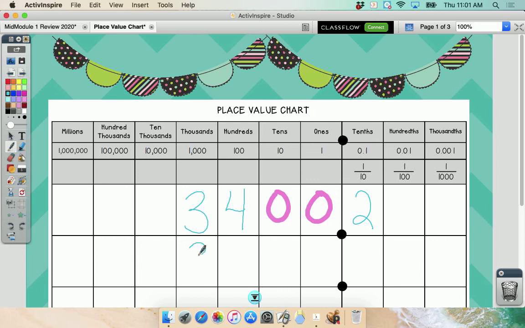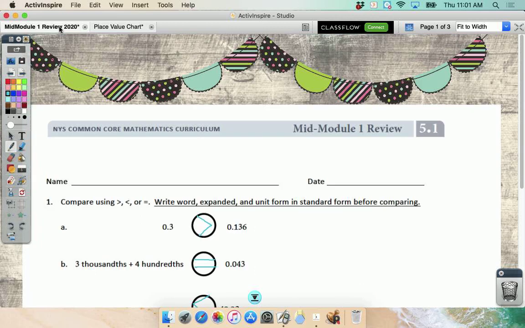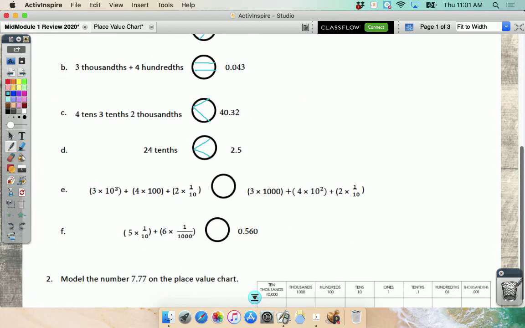3 in the thousandths place, 4 in the hundredths, and 2 in the tenths. Do we have the exact same number? Yes, we do. So let's write an equal sign. Okay.